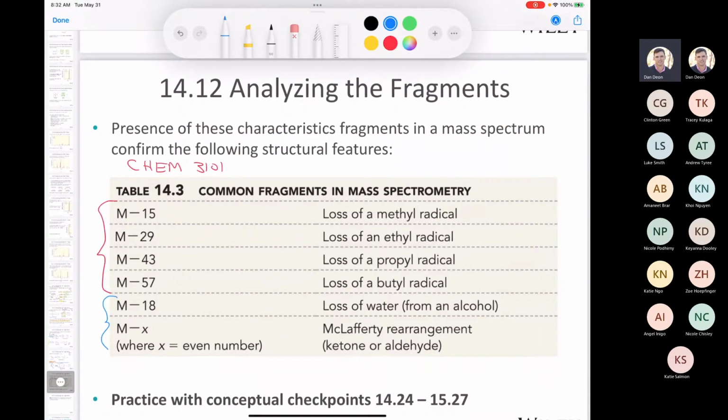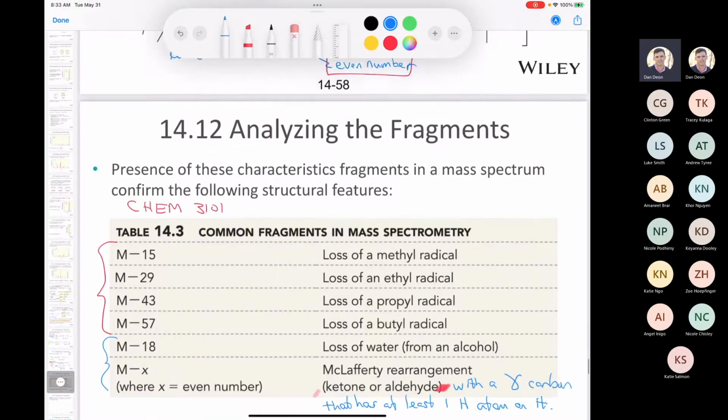What are the fragments you need to know? In Organic Chemistry 1, you need to know the loss of a methyl, ethyl, propyl, or a butyl, the loss of water, which comes from an alcohol, and the loss of something even, which comes from a McLafferty rearrangement. And look, it even says here in the table, Dr. Klein put it himself, a ketone or an aldehyde. And let's add some information to this. We'll put here with a gamma carbon that has at least one H atom on it. And if you're wondering, what does that mean exactly?